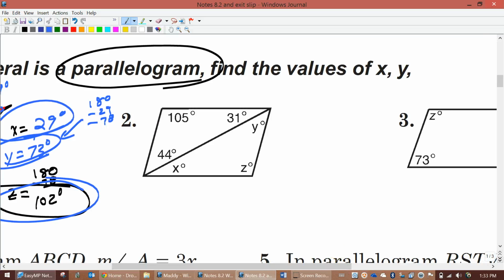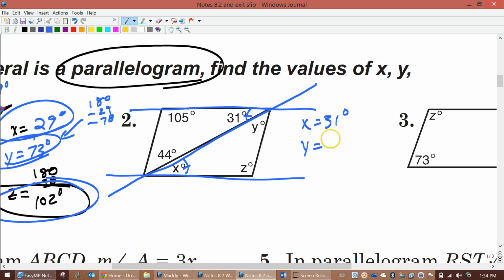Anybody want to find one of them? Anybody? Thoughts? Yeah. Is x 31? It's a parallelogram, so we have two parallel lines and a transversal, so these pieces are congruent. Absolutely. X is 31. Anybody else want to do something? Yeah. So y is 44. Again, they're alternate interior angles for the same reason.